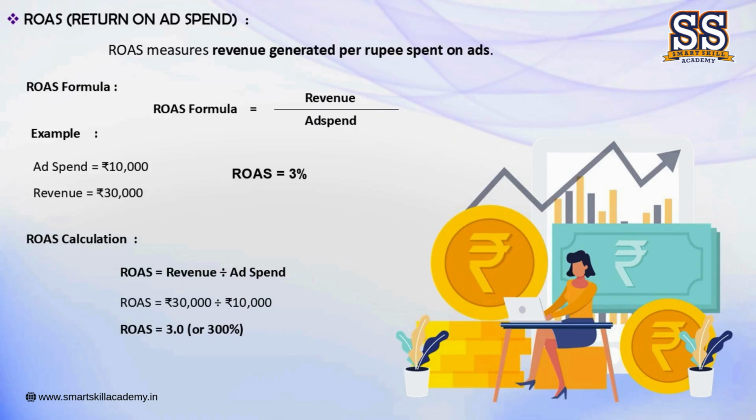As you can see on the screen, the formula is quite straightforward. You simply take your total revenue and divide it by your total ad spend. Let's look at the practical example provided here to see how this works in a real-world scenario.